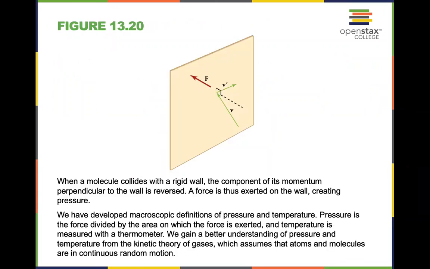Okay, so figure 13.20. When a molecule collides with a rigid wall, the component of its momentum perpendicular to the wall is reversed. A force is thus exerted on the wall, creating pressure. We have developed macroscopic definitions of pressure and temperature. Pressure is the force divided by the area on which the force is exerted, and temperature is measured with a thermometer. We gain a better understanding of pressure and temperature from the kinetic theory of gases, which assumes that atoms and molecules are in continuous random motion.